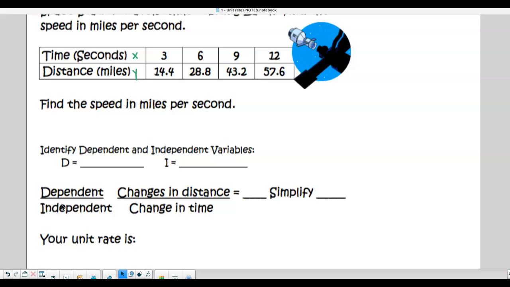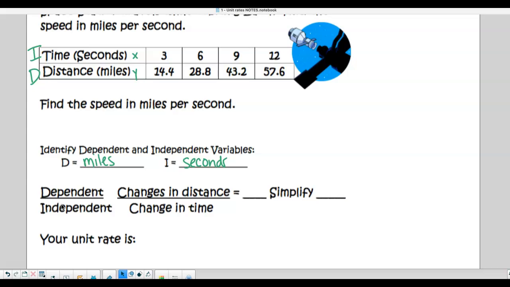Look at the last table. What did we say? Which one's always the independent? Which one's always the dependent? Casey? The time in seconds. Absolutely, and the distance would then be the dependent. Okay, so the distance, the miles, depends on the seconds. So how far the space station travels depends on how long it's been traveling.